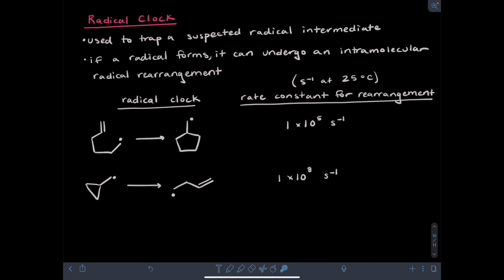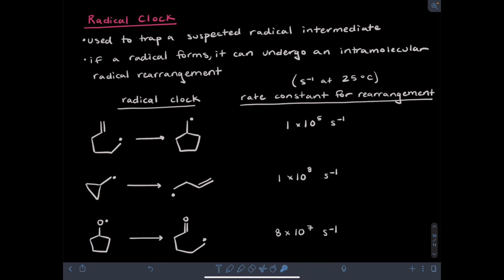Another example is that a radical that is adjacent to a 3-membered ring can open up the ring to form a radical that is 1 position away from an alkene. This radical rearrangement goes even faster with a rate constant of 1 × 10⁸ inverse seconds.